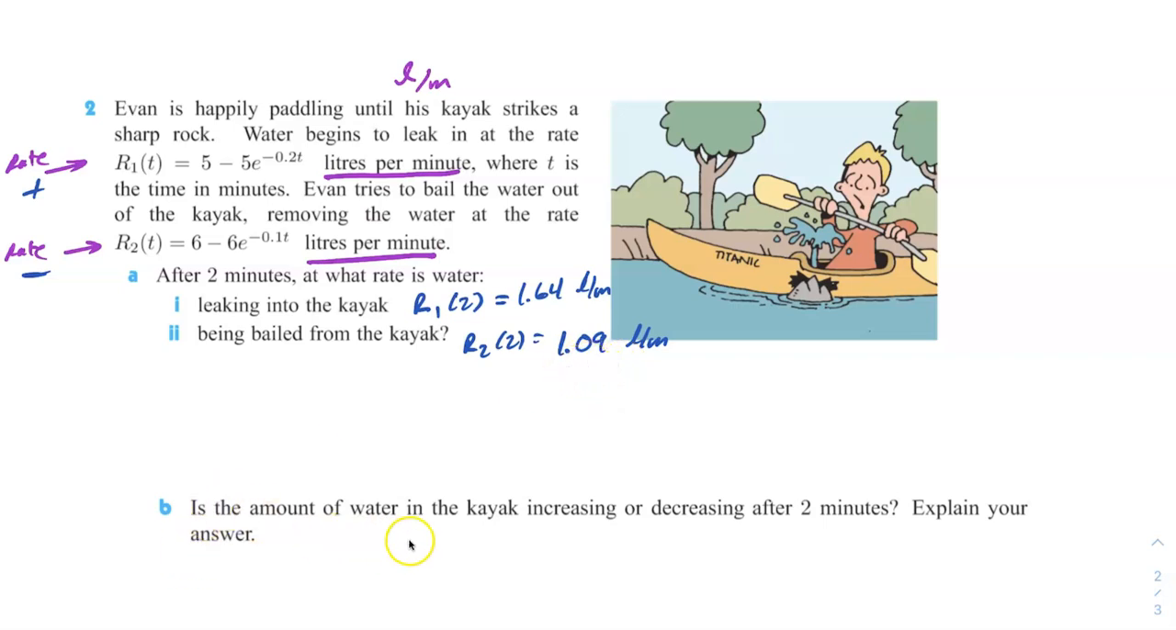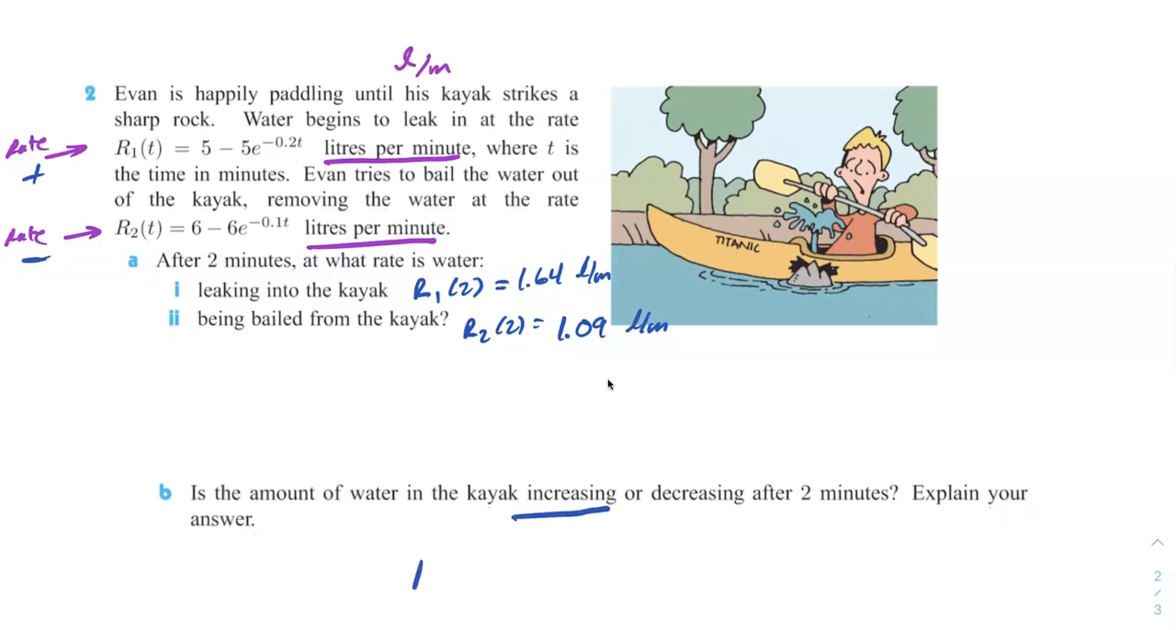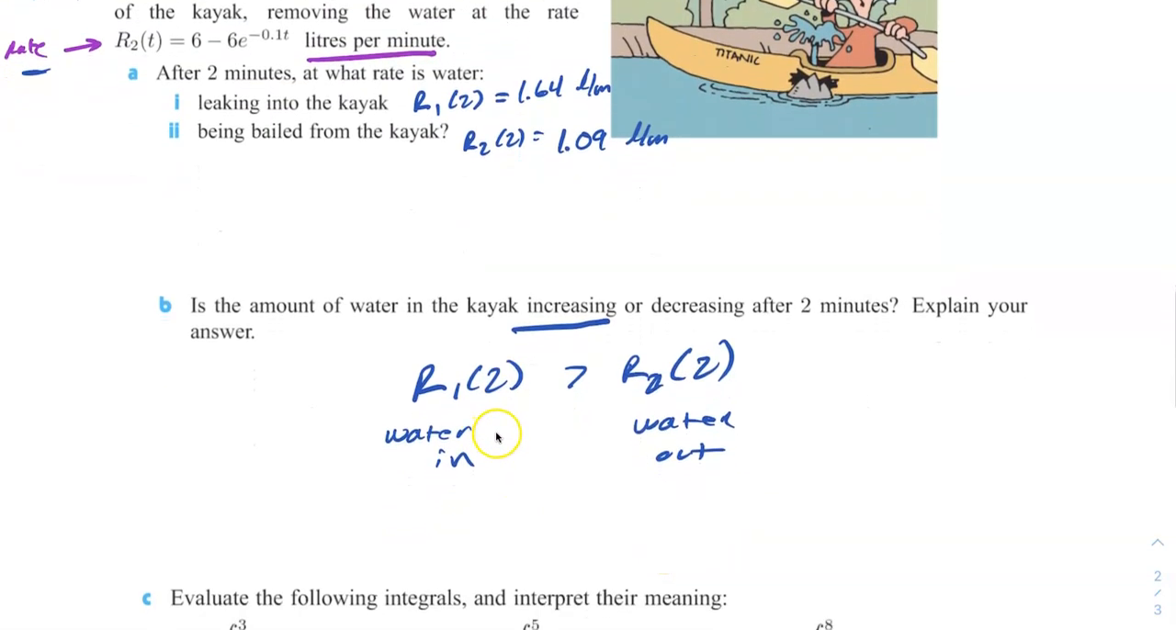So the question here is, is the amount of water in the kayak increasing or decreasing at 2 minutes? Explain your answer. So like we just talked about, at 2 minutes, more water's coming in than coming out. So the water in the kayak's increasing at 2 minutes because the rate R1 of 2 is greater than the rate R2 of 2. This is water coming in. This is water out. Since this rate is higher than that rate, there's more water coming in.